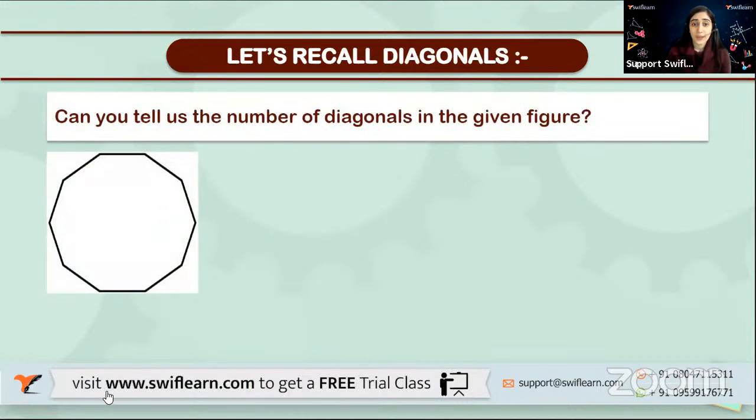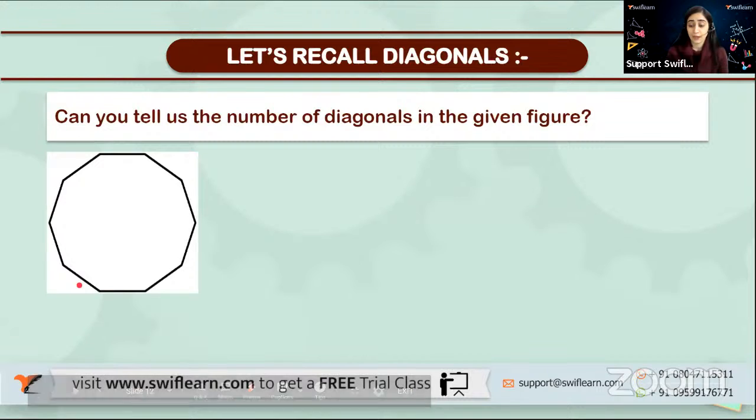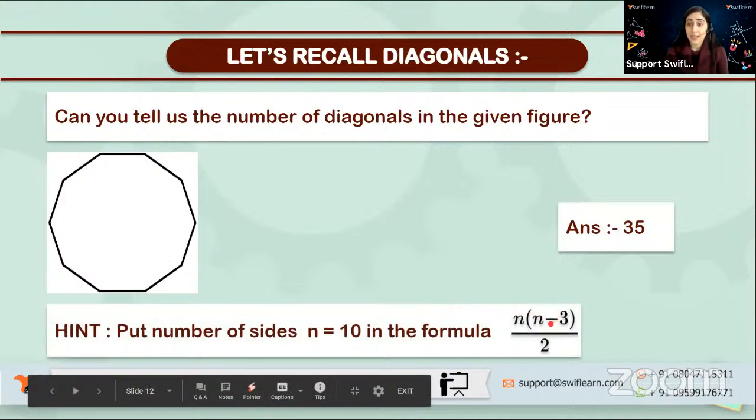So tell me how many diagonals can be there in this figure. Just think of it. We have already discussed that we have a formula to calculate how many diagonals there are in a figure. What do we call it? The formula is n(n minus 3) divided by 2, where n is the number of sides.